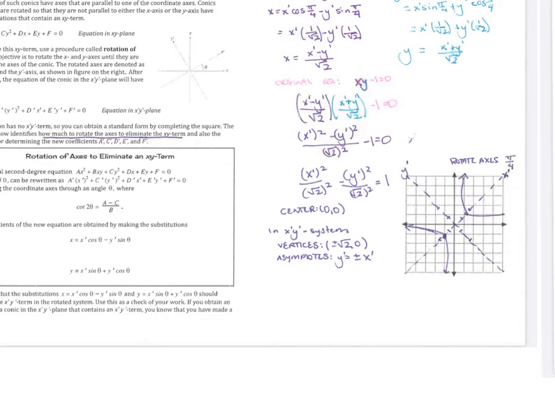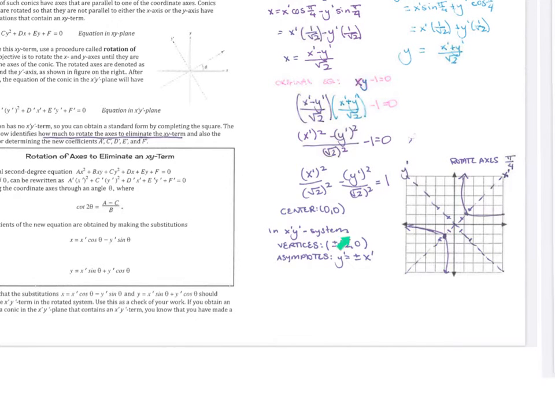Okay, one thing I want to add on is finding the vertices in the xy system. So here we found the vertices in the x prime y prime system, but I do want you to be able to find the vertices also in the xy system, so that way you know exactly where it is.